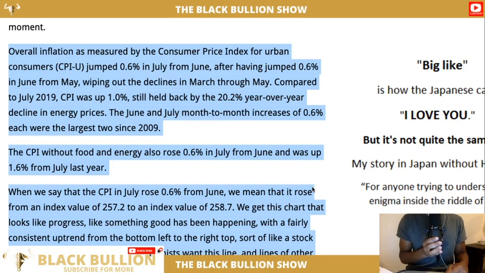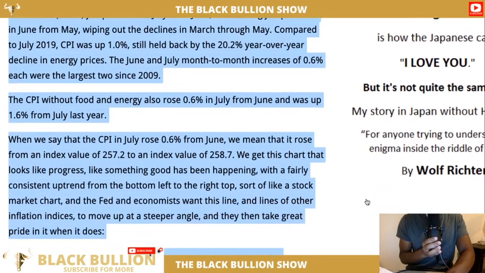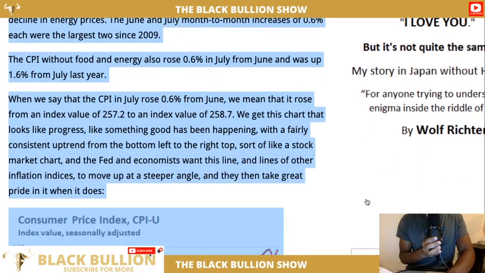The CPI without food and energy also rose 0.6% in July from June and was up 1.6% from July last year. When we say that the CPI in July rose 0.6% from June, we mean that it rose from an index value of 257.2 to an index value of 258.7.